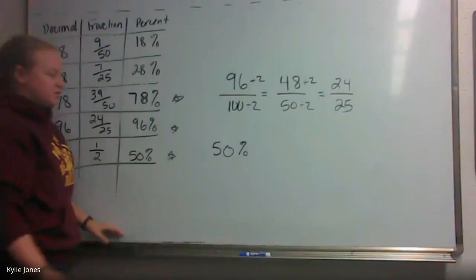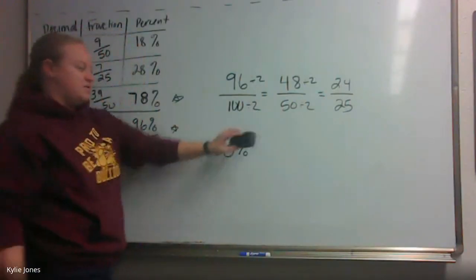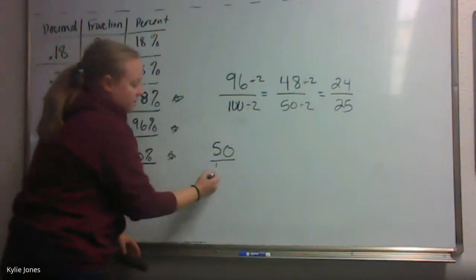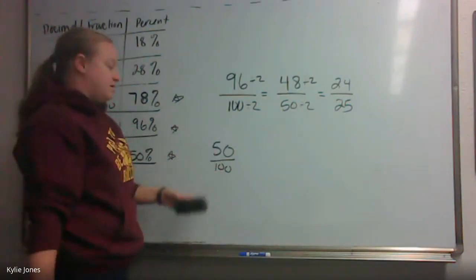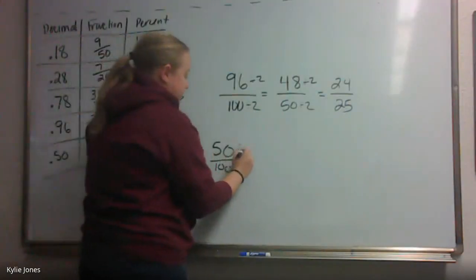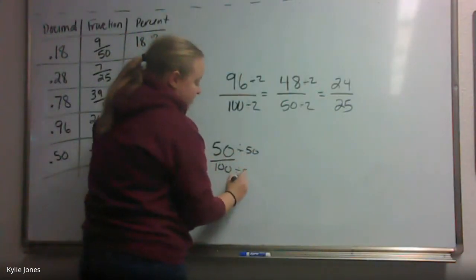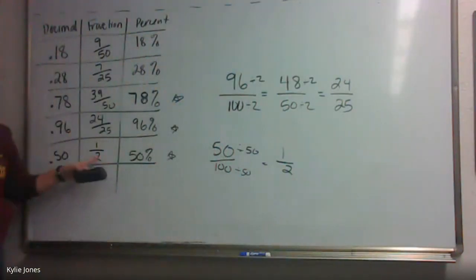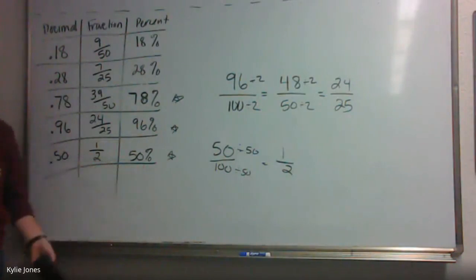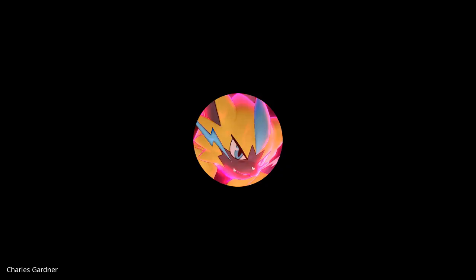So yeah, if you were to do 50%, you'd get rid of your percent sign and put it over 100. What number goes into both of those? You can do 5, 10, 50, but the biggest one is 50. 50 goes into both, and you get one half. So this is one that you guys might want to memorize a little bit, because anything that's 50% of something is half of something, one half. Okay? I memorized it. Good.